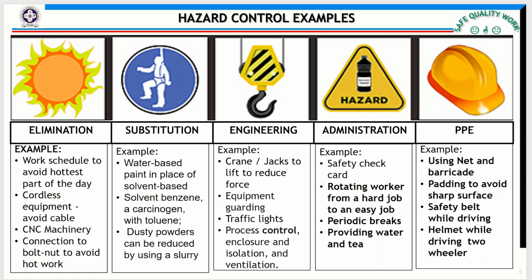For example, using net and barricade. Padding to avoid sharp surface is also effective in controlling cut hazard. Sharp surfaces normally cut our skin, and it is dangerous for the health of persons. Therefore, persons can also be protected from sharp surfaces by padding and other soft corners.